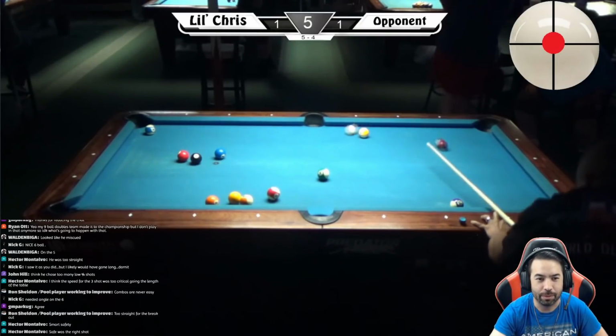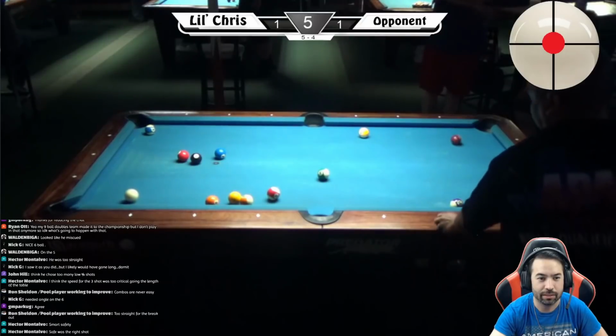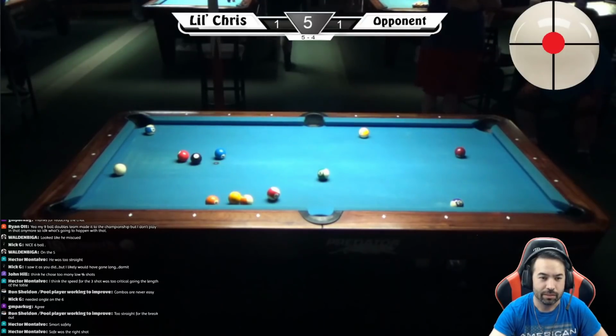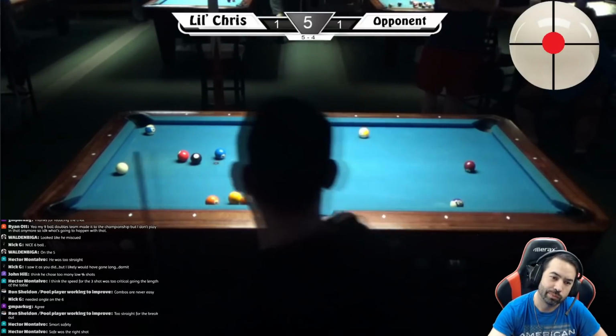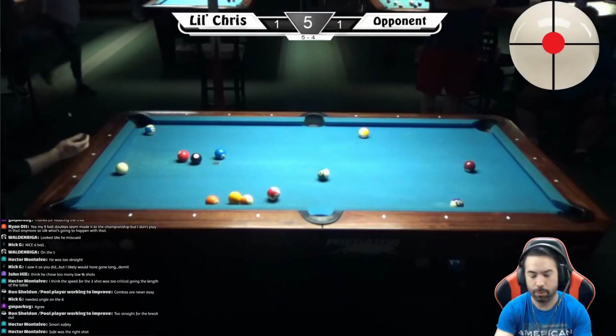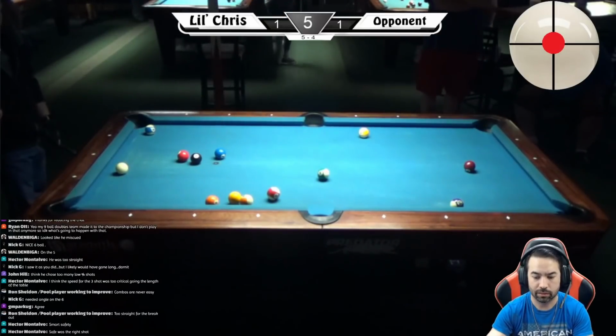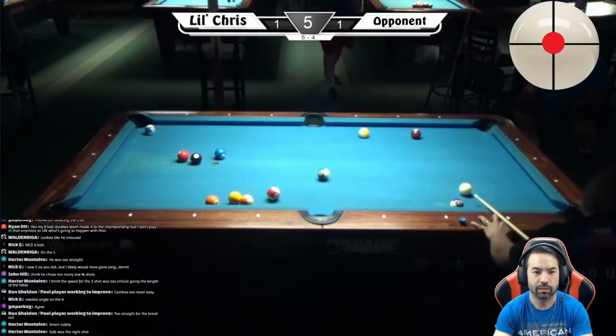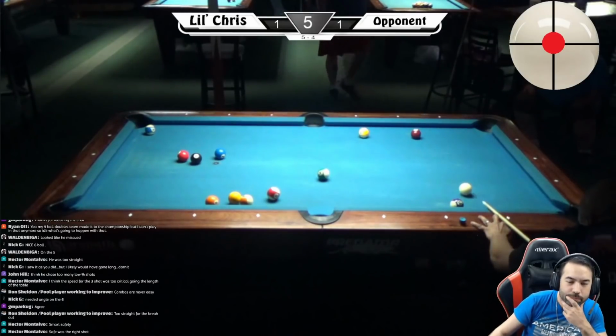Let's see here. What are we doing? Are we playing a bank shot? I'm gonna go back and look at that again. He tries to bank the ball, I'm guessing, in the bottom right corner pocket.